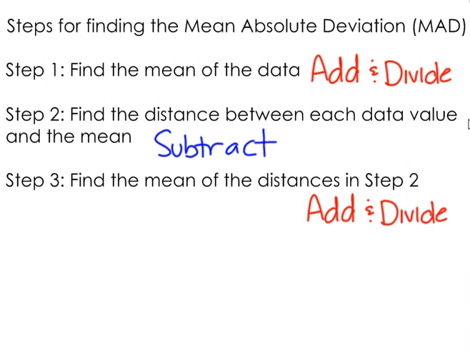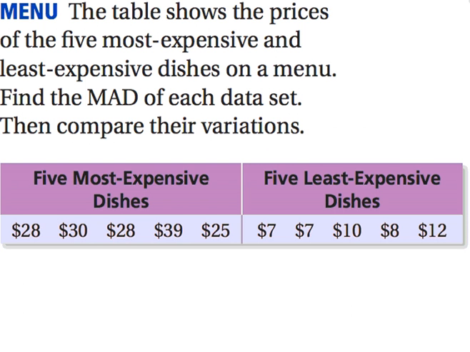So we're going to work through an example where we find two different mean absolute deviations, and then we're going to go ahead and compare those together. So we have a table that's representing the prices of the 5 most expensive and the 5 least expensive dishes on a menu. Again, mean absolute deviation is going to be the average distance between each data value and the mean.